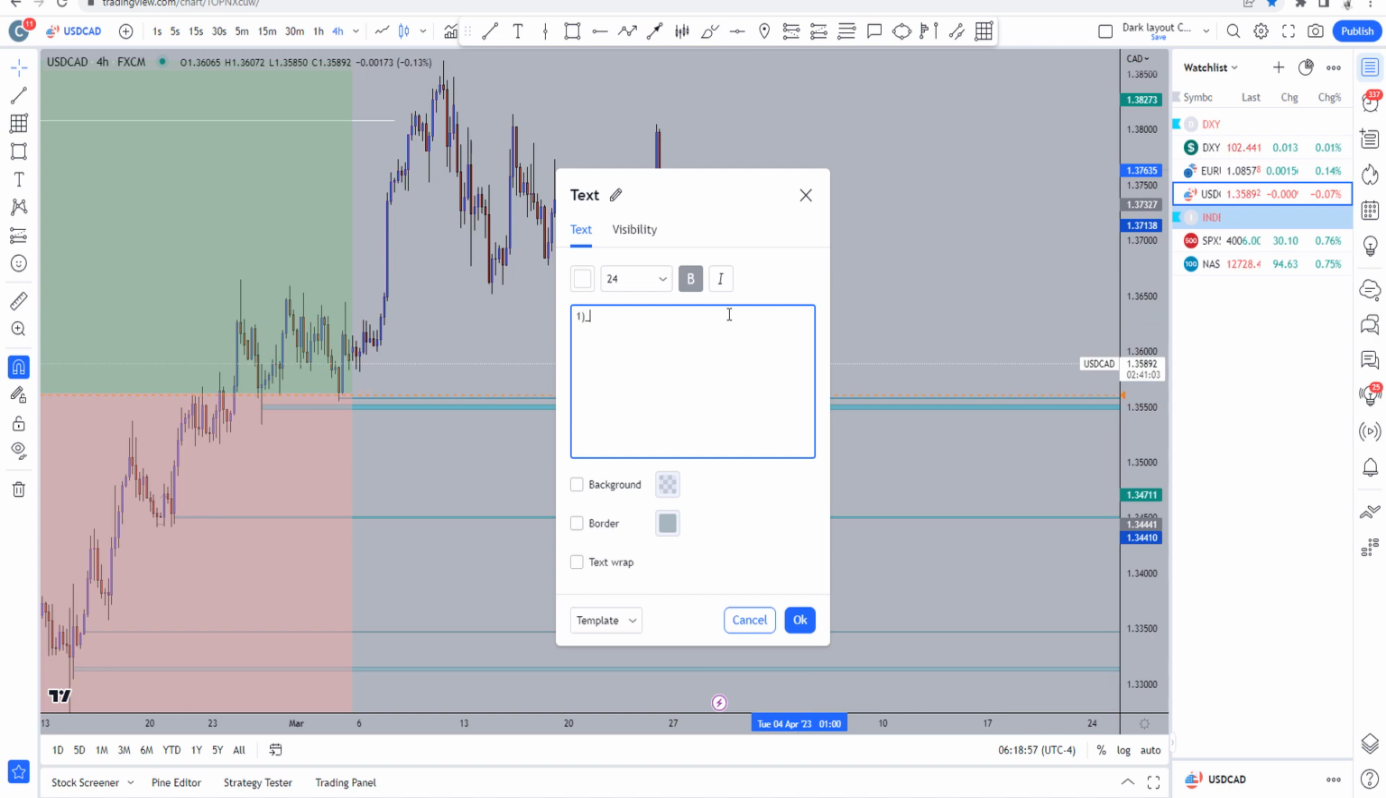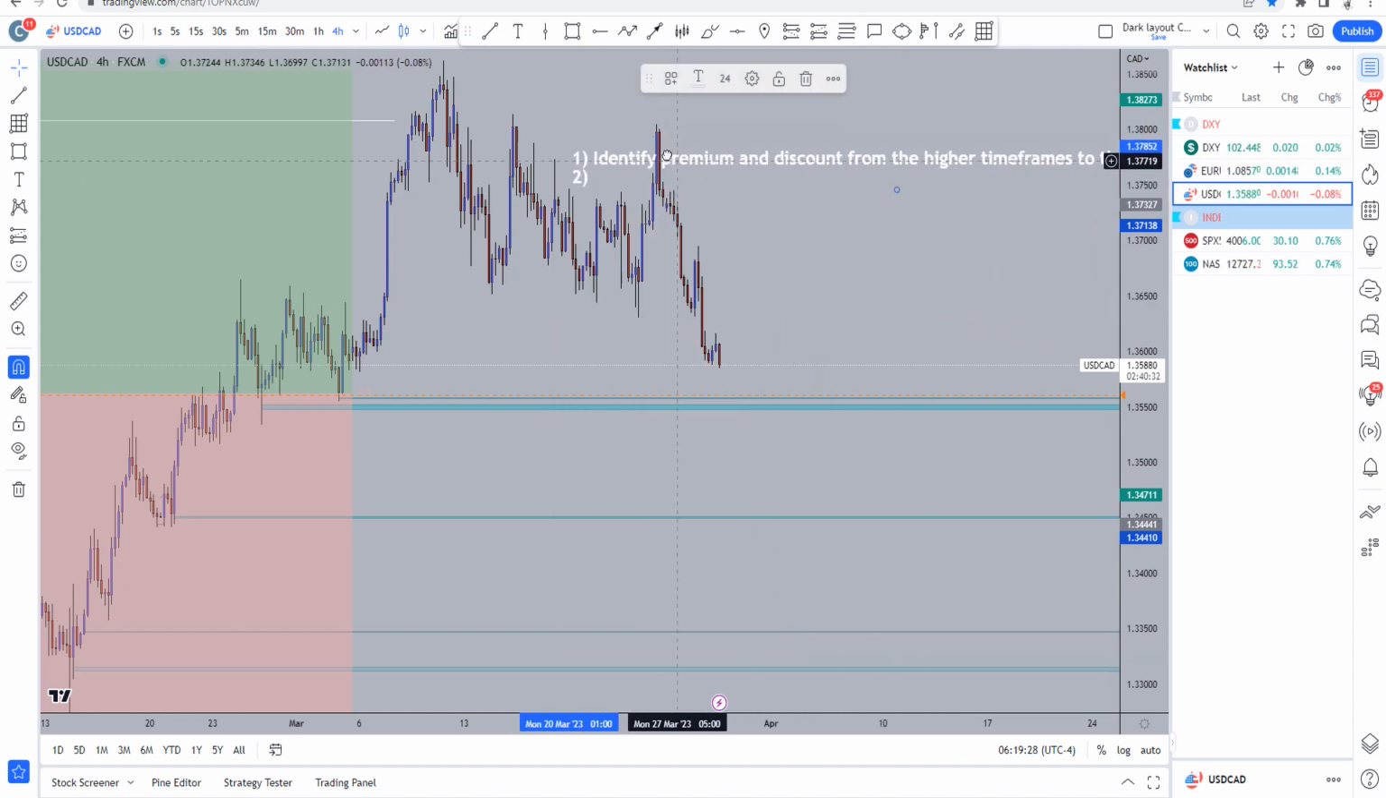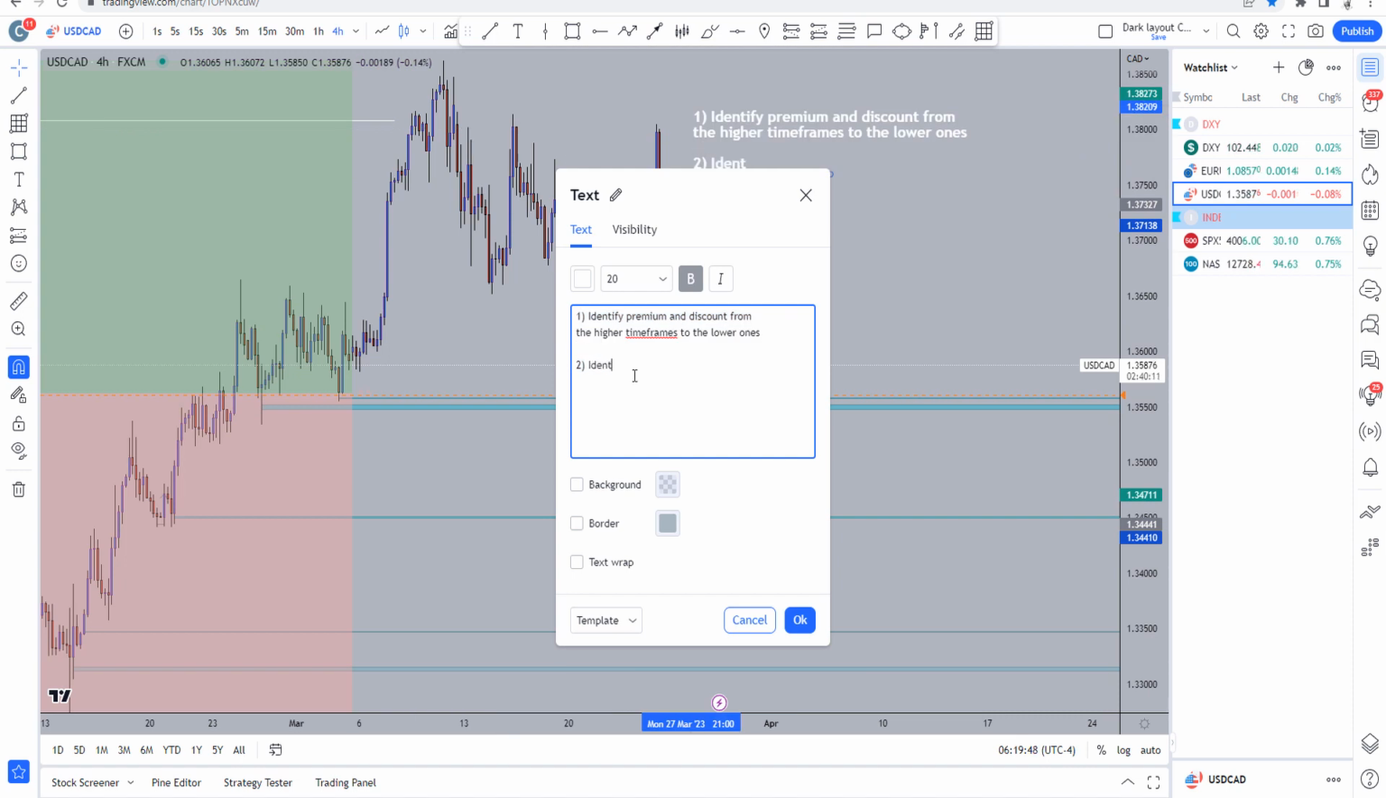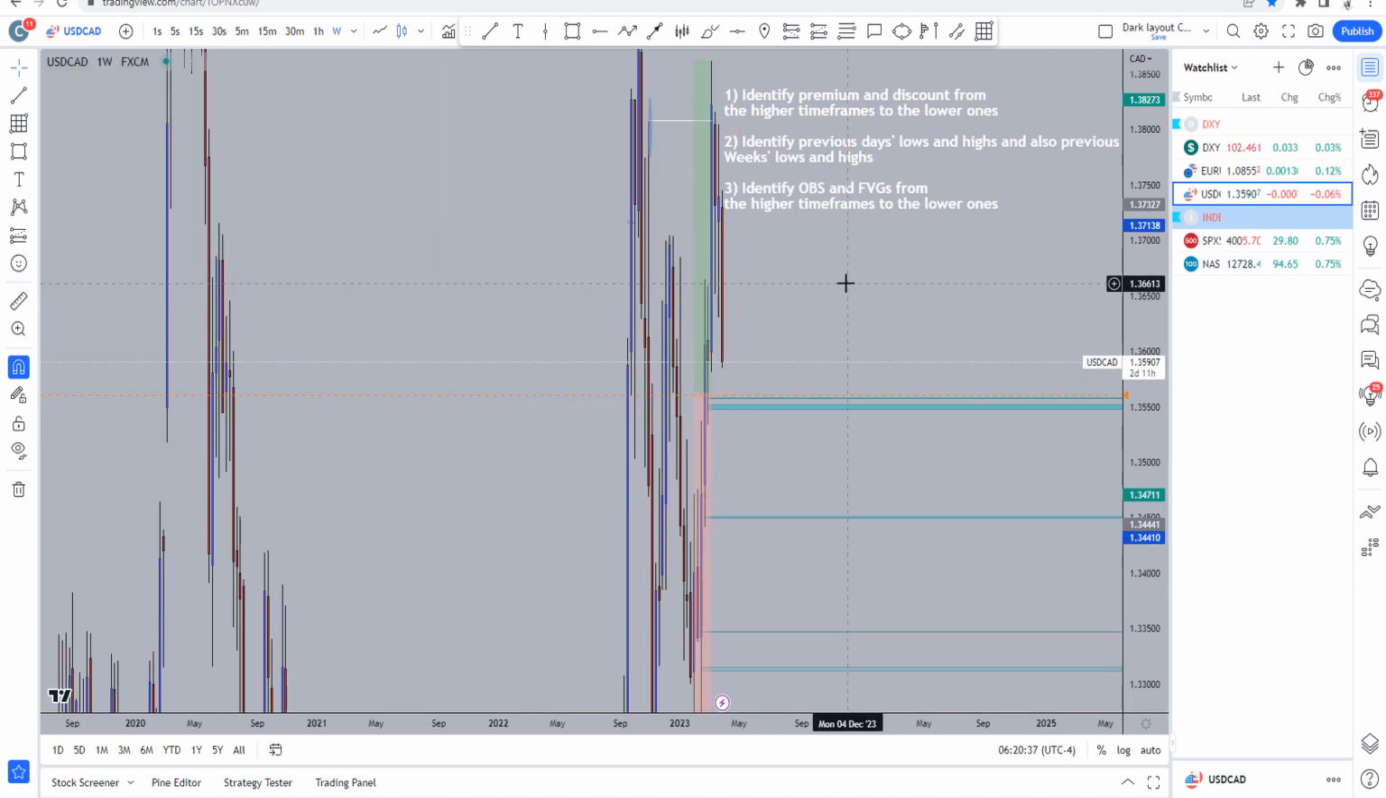So what I want from you is: number 1, identify premium and discount from the higher time frames to the lower ones, which means identifying the external and the internal structure, let's say. Number 2, identify previous days' lows and highs and also previous weeks' lows and highs. Then I want you to identify order blocks and FVGs from the higher time frames to the lower ones as well. Start your analysis from the weekly time frame.